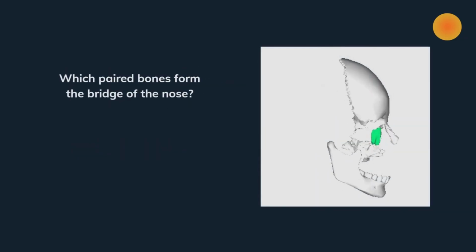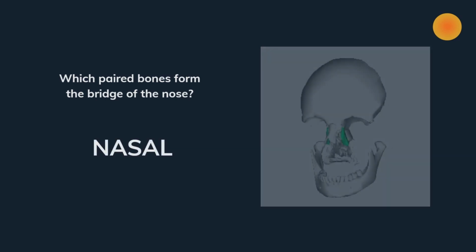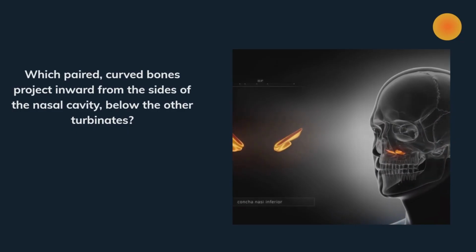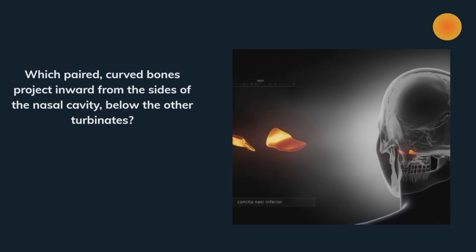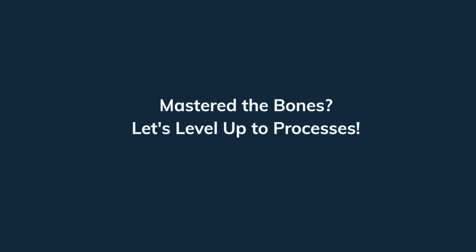Which paired bones form the bridge of the nose? Nasal. Which paired, curved bones project inward from the sides of the nasal cavity, below the other turbinates? Inferior nasal conchae.